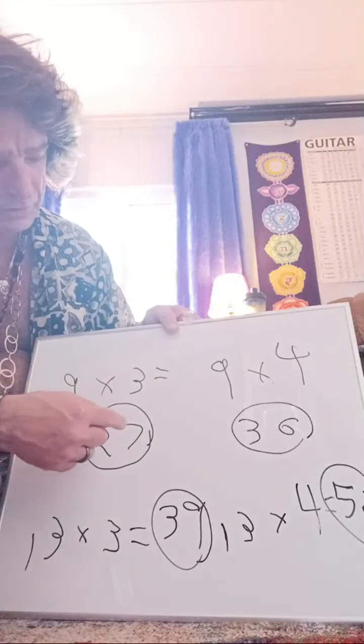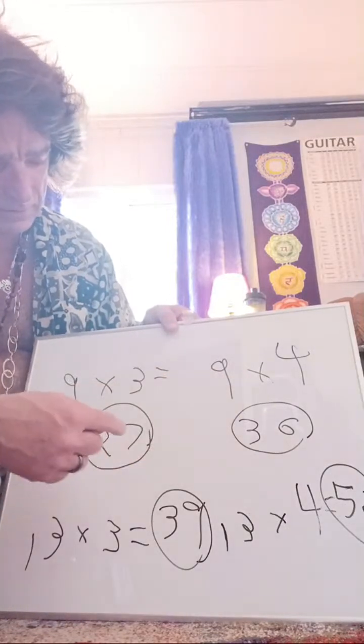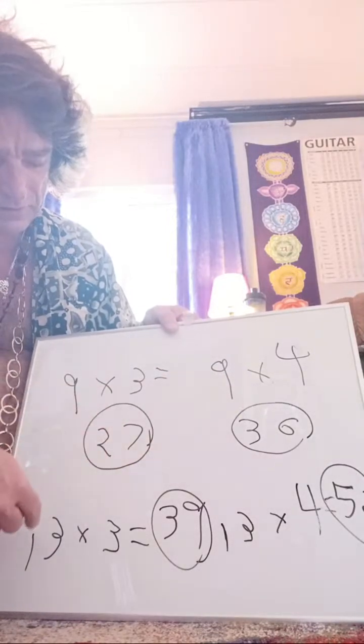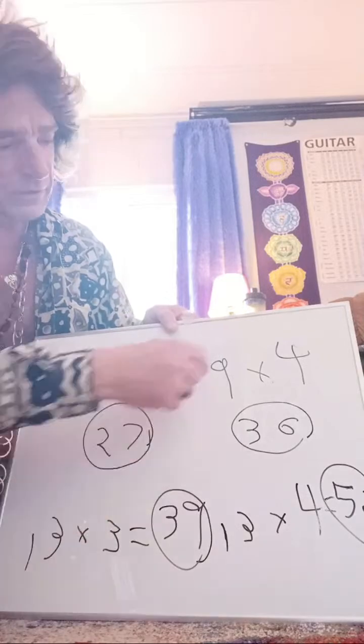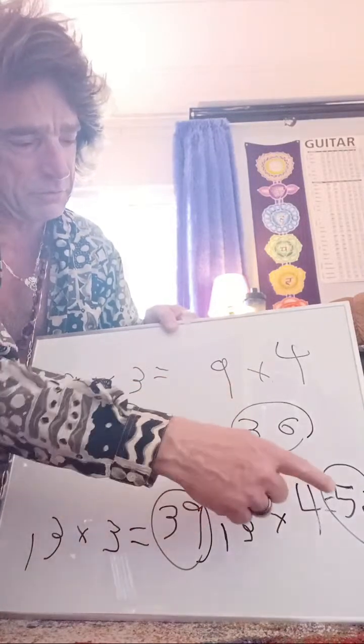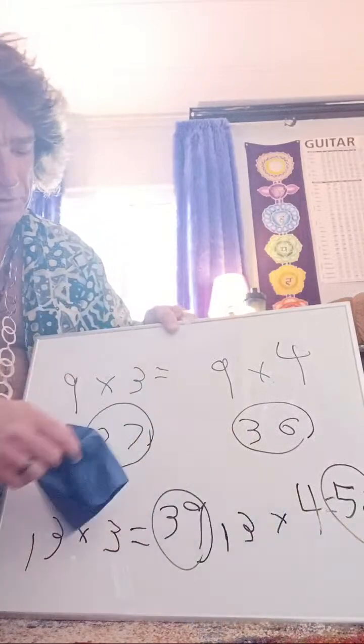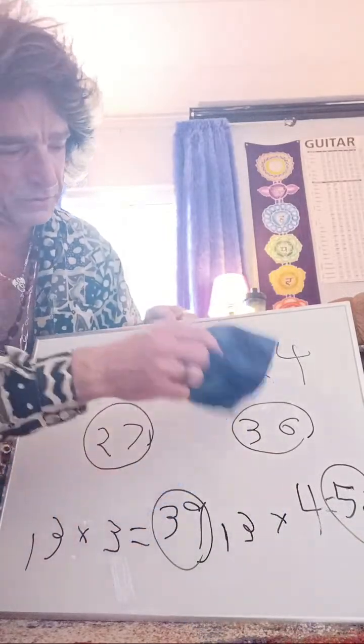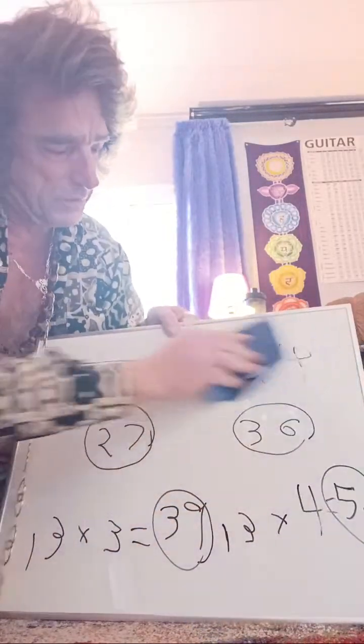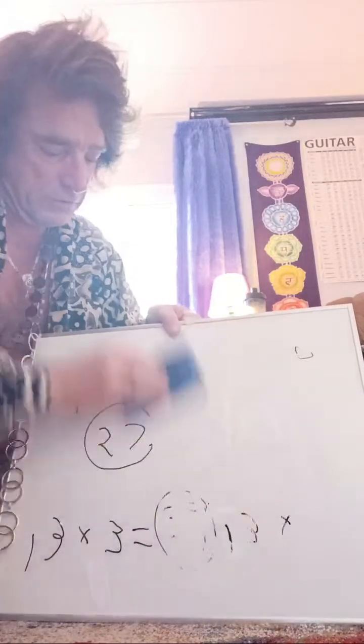Now take those 4 numbers. 9 times 3, 27. 9 times 4, 36. 13 times 3, 39. 13 times 4, 52. So now we have 27, 39, and then 36 and 52. Let's see what the significance of that is, and we'll see.